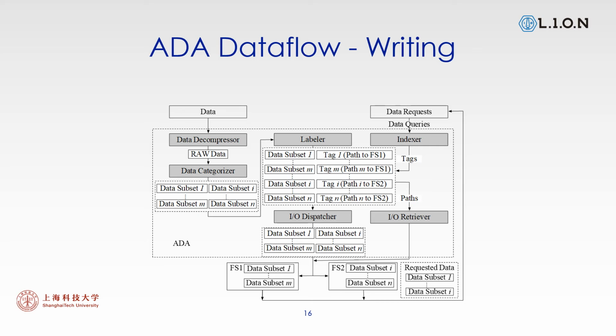To explain our design in more detail, let me talk about the ADA data flow. When a compressed XTC file is written into a data assisted storage node, it is first decompressed to raw data by the data decompressor. The data categorizer then divides it into data subsets according to metadata. The labeler assigns a corresponding tag to each subset according to a user-defined profile. Next, the I/O dispatcher redirects the write to the underlying file system according to the backend and path information in the tag.